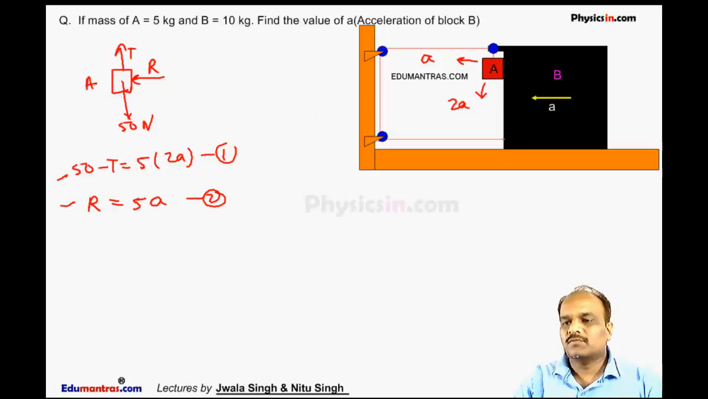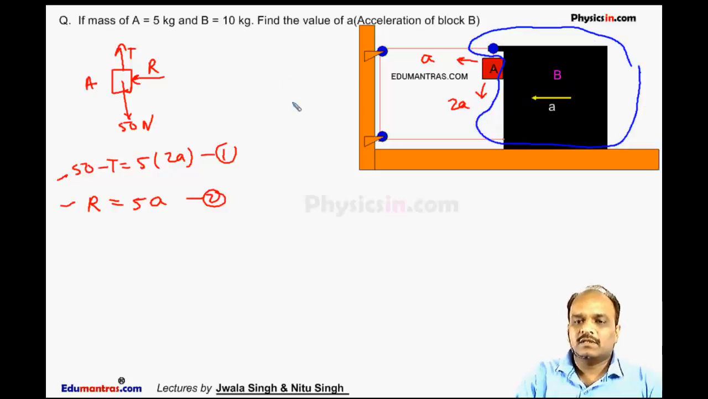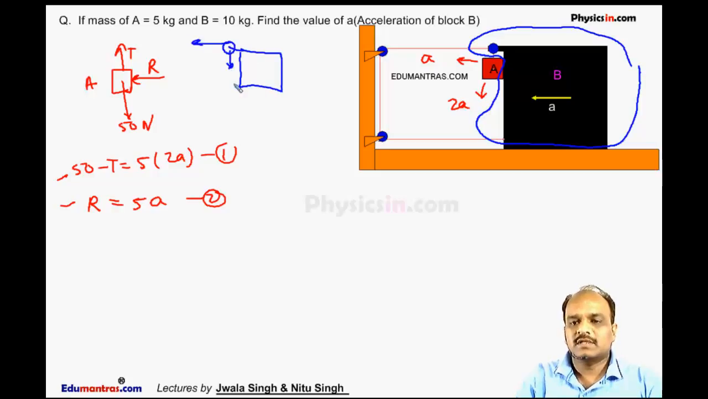In the same way, if we draw the free body diagram of block B, I will separate this block B from here, and I can write the free body diagram like this. This is our block B. This is the pulley. Here the tension is acting in this direction, here in this direction, and here also in this direction. The reaction force is in this direction, and there is no friction.